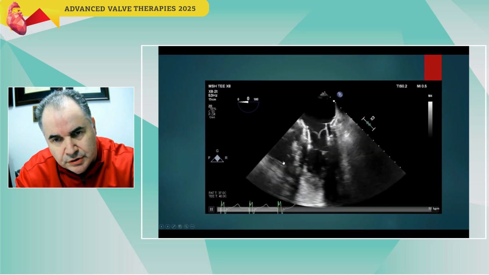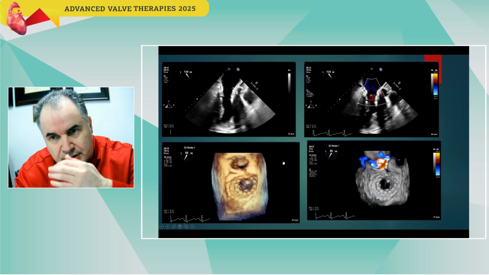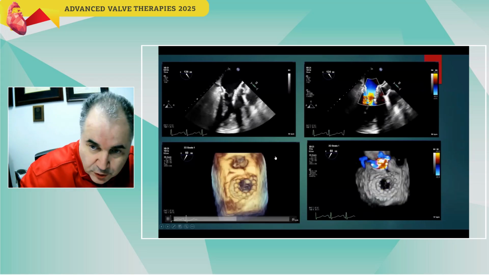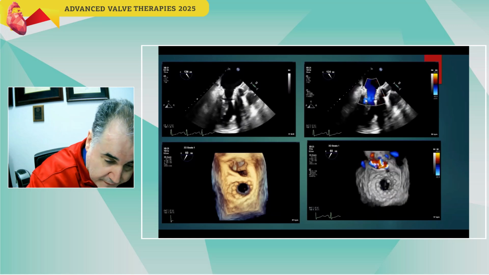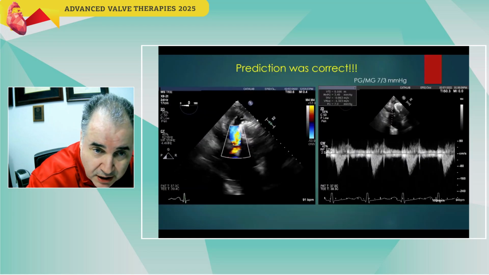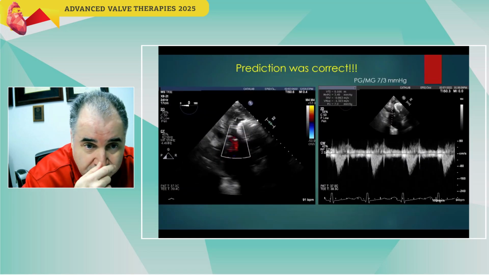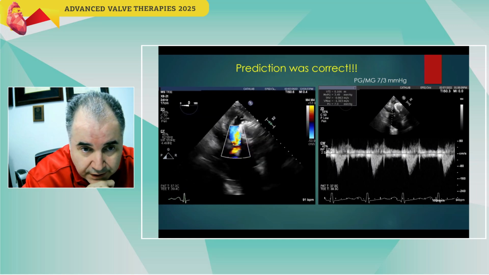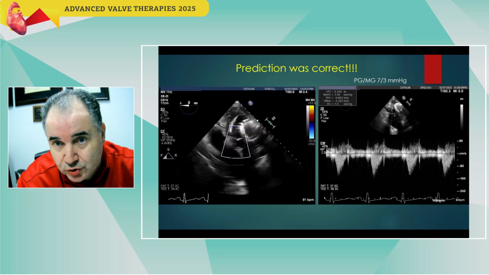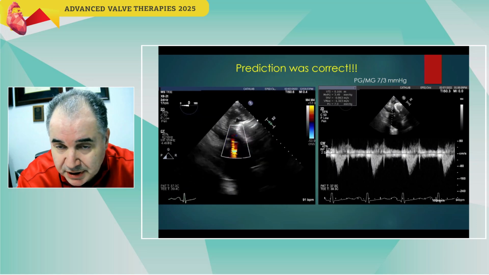Everything looks good. As you can see here on 3D, from severe mitral regurgitation, no MR, no paravalvular leak in this case. And also, in order to prove that the CT was correct, you measure the gradient through the LVOT, and as you can see here, the gradient is a peak gradient of 7.